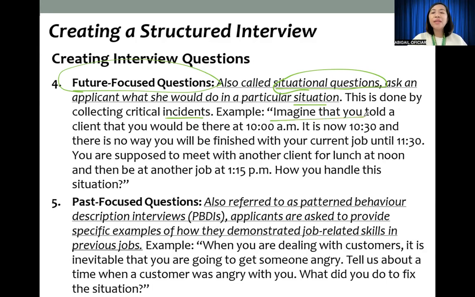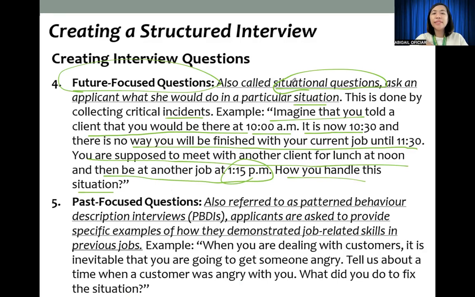So example, imagine that you are told that the client that you would be there at 10 a.m. Then it is now 10:30 and there is no way you will be finished with your current job until 11:30. You're supposed to meet with another client for lunch at noon and then be at another job at 1:15 p.m. How do you handle this situation? Okay, so as you can see, this is a situational question related to the job. And so we call it future focused question or situational questions.